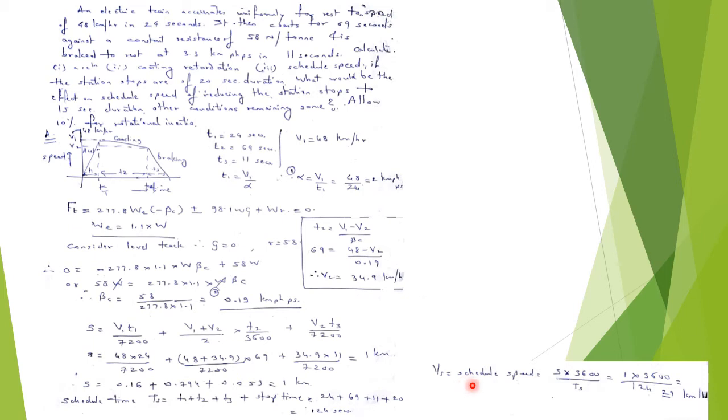So this is a numerical where our ultimate aim is to find out the scheduled speed. To find the scheduled speed, first we find the distance traveled by the train during the run, then we find the scheduled time. For finding this S, the distance traveled during the run, you require V2. So you find V2 here. To find V2, I require beta C, so I'm finding beta C from this equation. All these are nice numericals where you are asked to find the scheduled speed of the train.